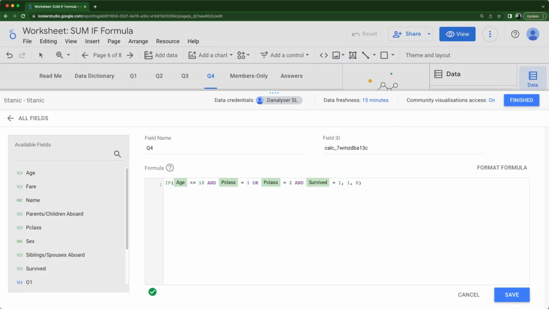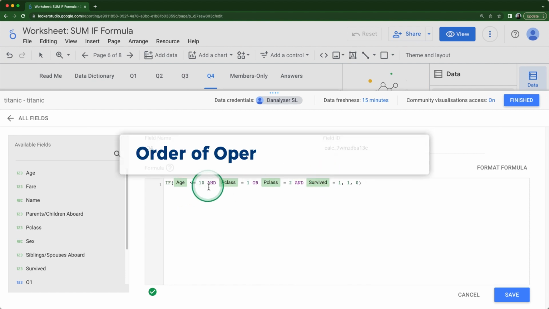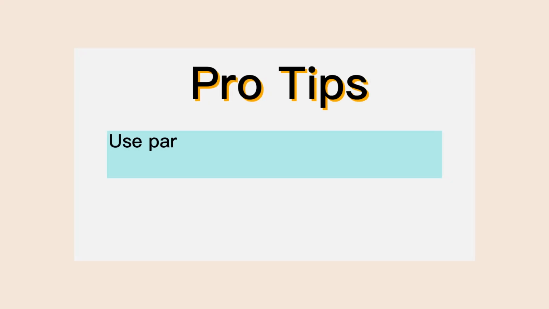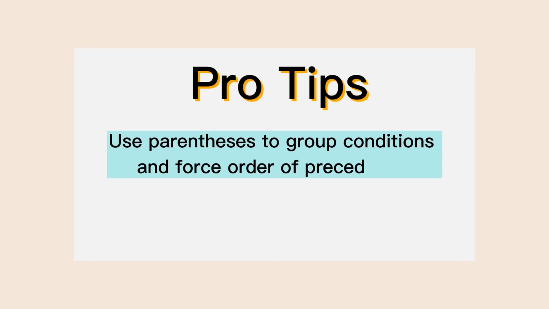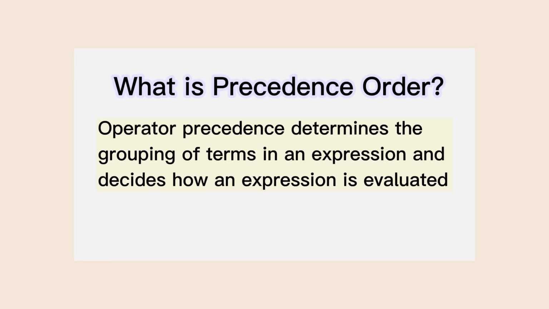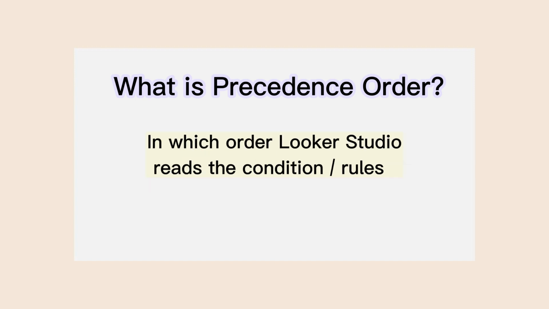However, here you have to be careful with the order of your operators, how we arrange this entire formula with the conditions. It actually matters. If needed, we may need to use parentheses to force the precedence order. Precedence order may seem like a very technical term, but it simply means in which order the computer reads the conditions that we write.